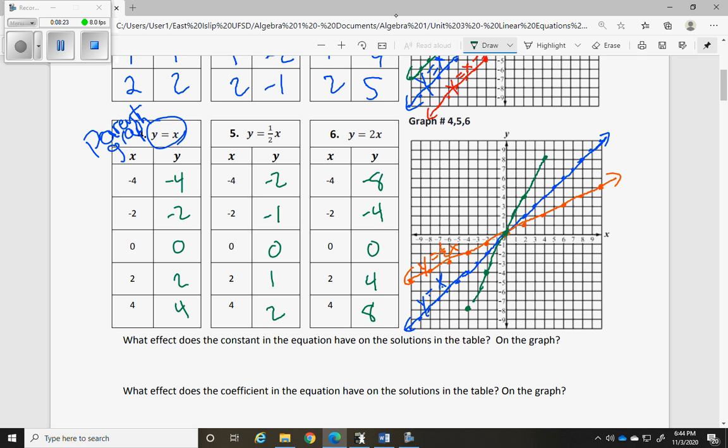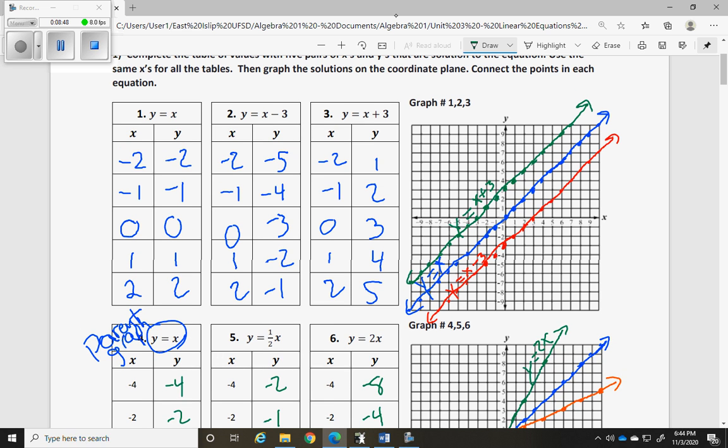Again, remember I said the parent graph is what we compare all linear equations to. The parent graph was that blue line. I'd say my orange line was less steep than the blue line, right? It's flatter. And the green line is steeper than the blue line. So that's something important to recognize, because what we should be noticing today is that what we see in the equation actually has an effect on the line.